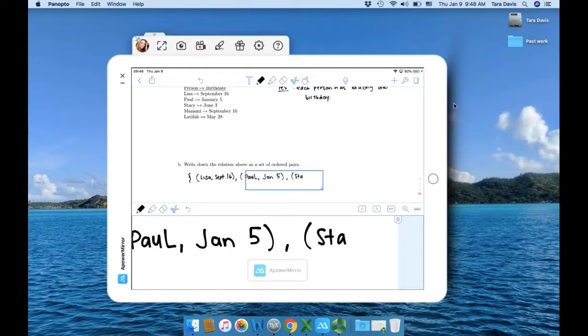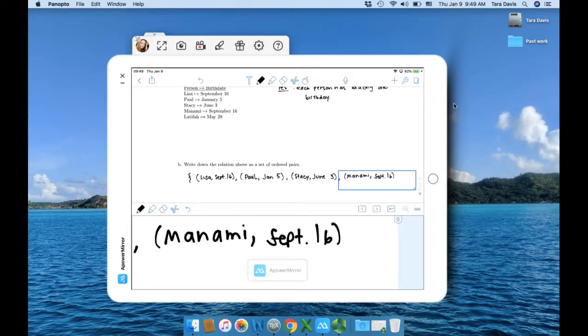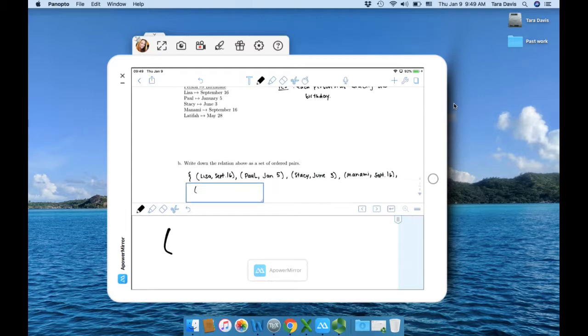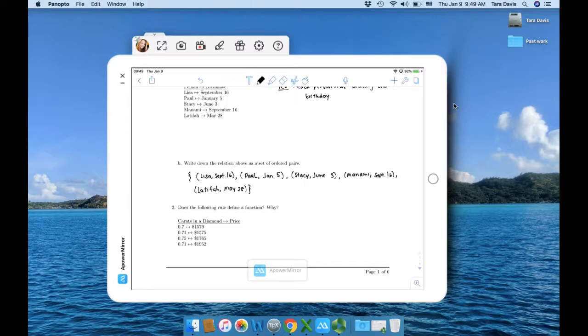So then we have Stacy, June 3rd, Minomi, September 16th, and one more in this example, Latifa, whose birthday is May 28th. Okay, so those are all our ordered pairs, and then I can put the closed brace to show that I'm ending the set. So this information in part B is exactly the same as the information in part A. It's just represented in a slightly different form.